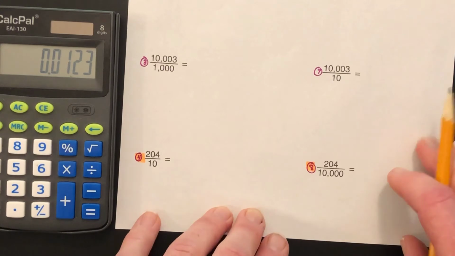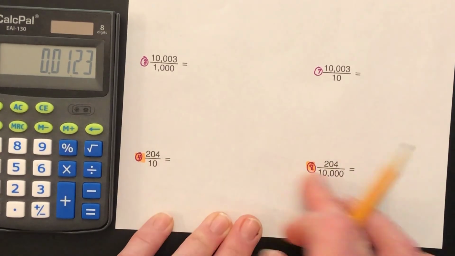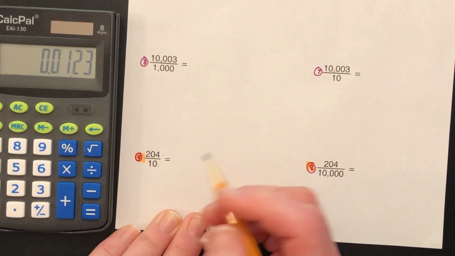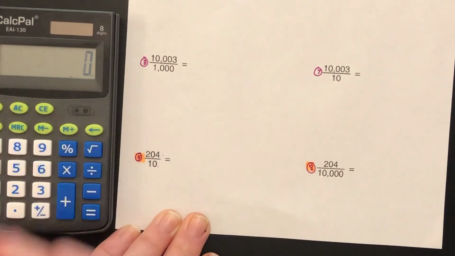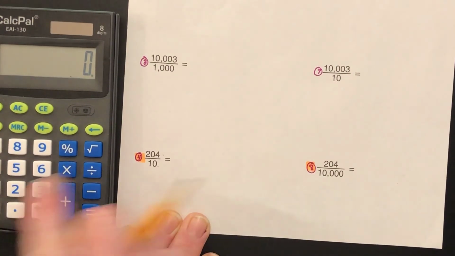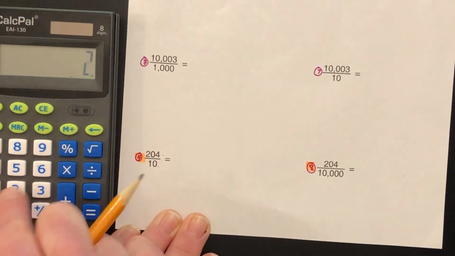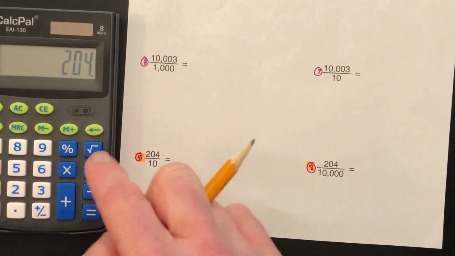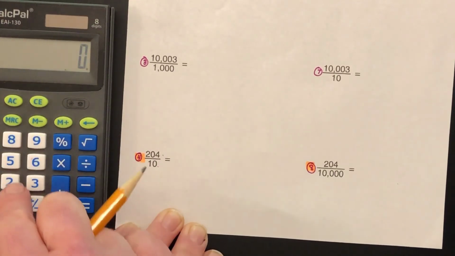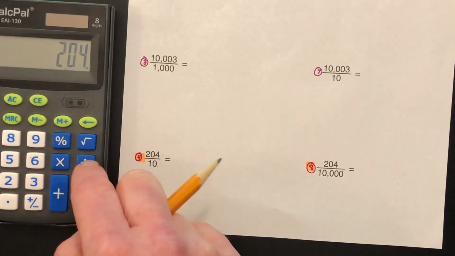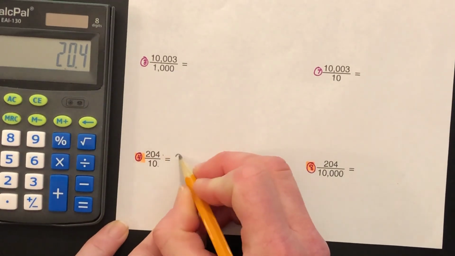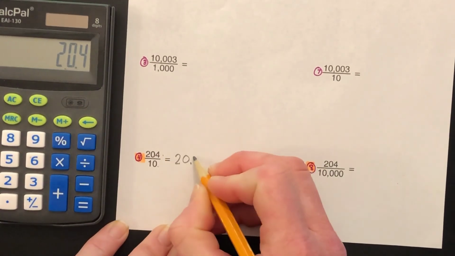Let's come down to the bottom two, 4 and 8. 204 tenths. I can already tell you what it is by looking at it, but I'll let you go ahead and divide. So we've got 204 divided by 10. 204 divided by 10. We have 20 and 4 tenths.